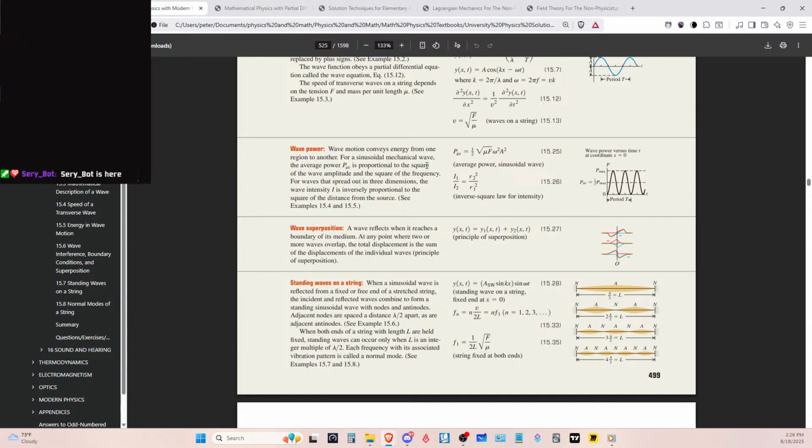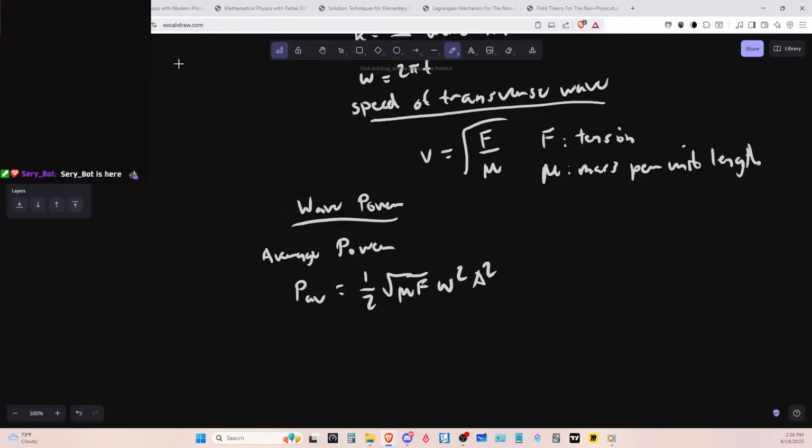So we're right here, so it's proportional to the square of the wave amplitude and the square of the frequency. The wave spreads out in 3 dimensions, the wave intensity I. Okay, so we'll write wave intensity.